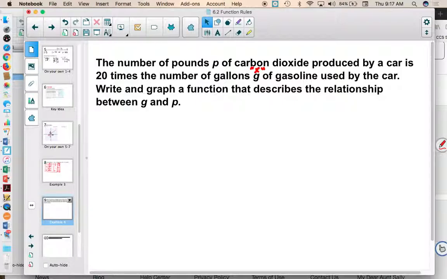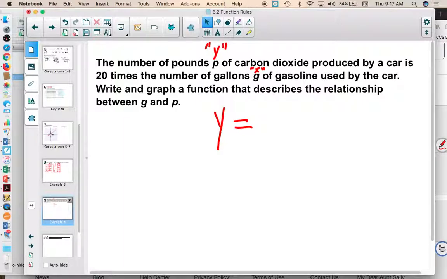If it's the independent variable, which is the dependent variable? Which one depends on the gasoline? Which one's it going to be, Joey? Pounds. It's going to have to be the pounds of carbon. Okay? So this has to be the output. So you know you've got to have Y equals something.